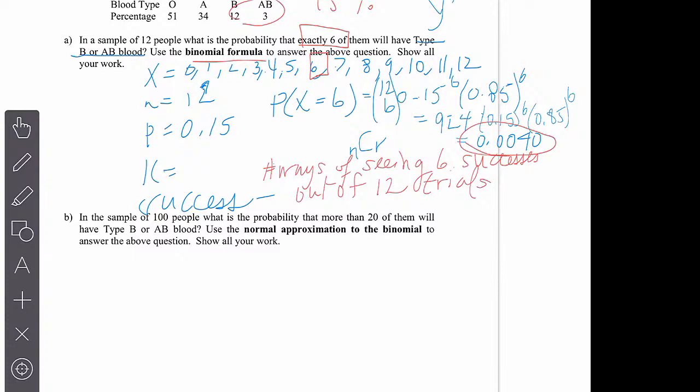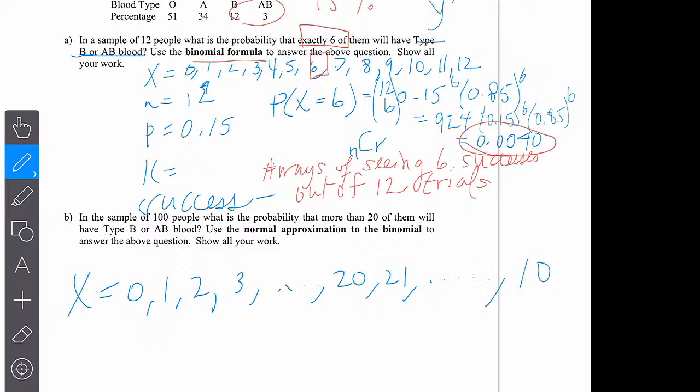How about the next one? In a sample of 100 people, what is the probability that more than 20 of them will have type B or AB blood? So what I want you to do is now not a sample of 12, but a sample of 100. So you would have to figure this out for up to 100 people, and I want to know more than 20.